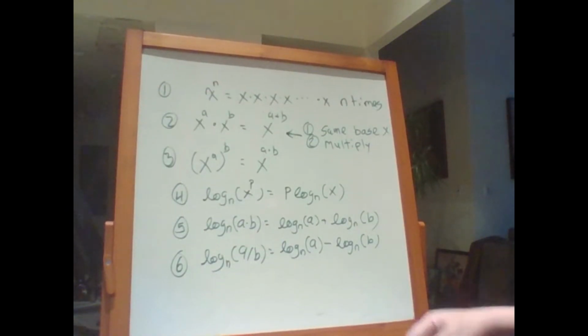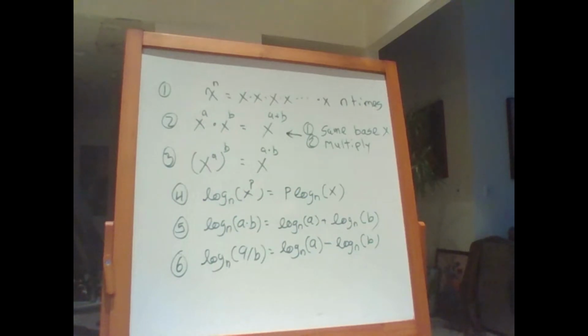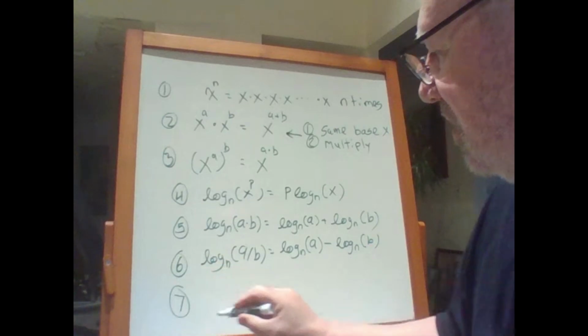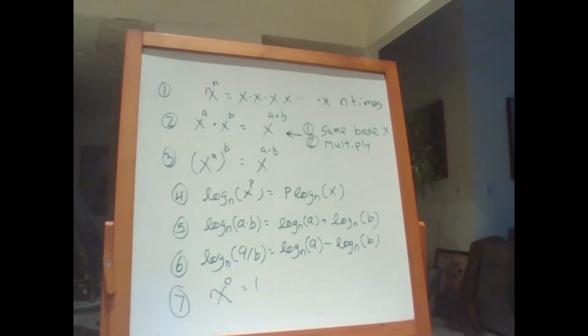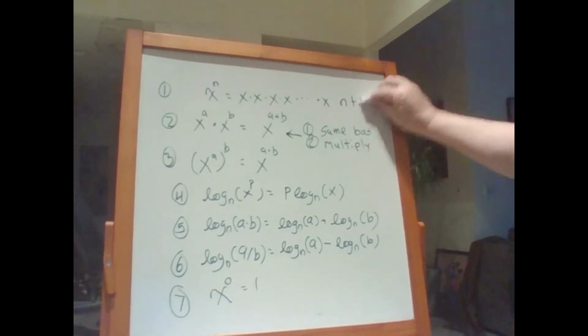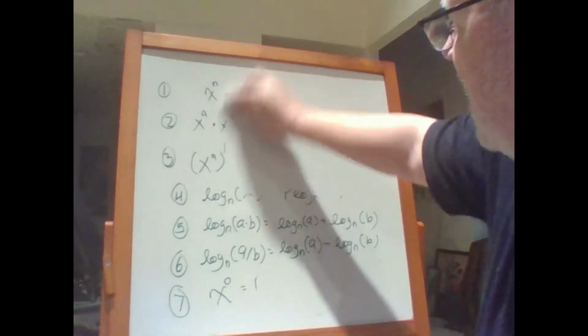Now with the last video, I had put up the 6 rules that we had. I guess we could add a 7th, where x to the 0 equals 1. And we hadn't shown that, we hadn't demonstrated that, had we? So let's erase this board and go through the reasons why.